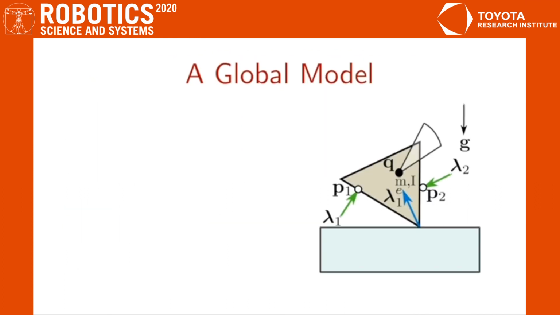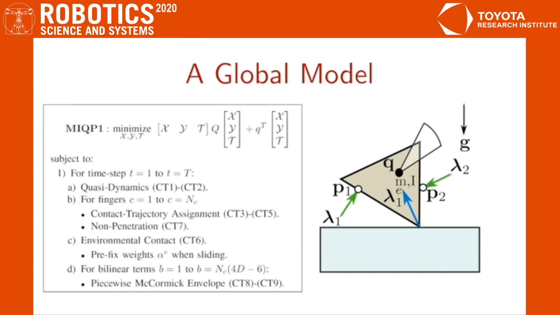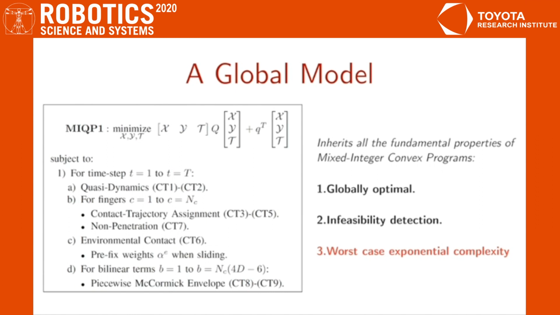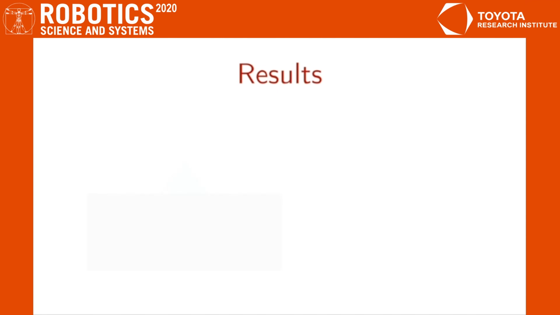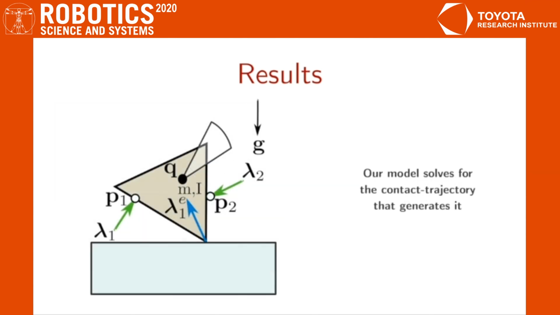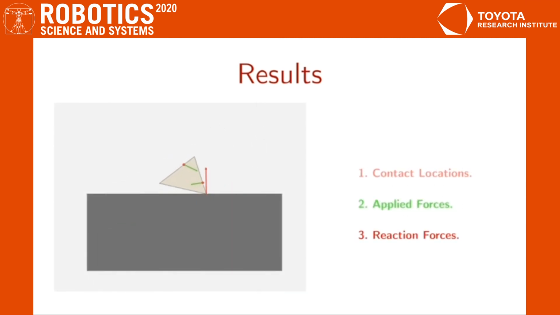Replacing each of the original relations with this new formulation yields a mixed-integer convex program. This model inherits all the properties of mixed-integer programming, including global optimality and infeasibility detection, at the cost of exponential bounds in complexity. We find, however, that this problem can often be solved fast enough through off-the-shelf optimization software. As an input, our model receives an object motion, its description, and a description of its interactions with the environment. Then, our model solves for the required interactions and returns contact locations, contact forces to apply, and the reaction forces with the environment.